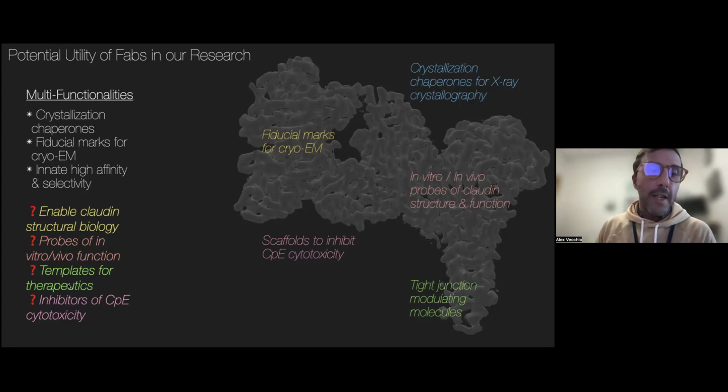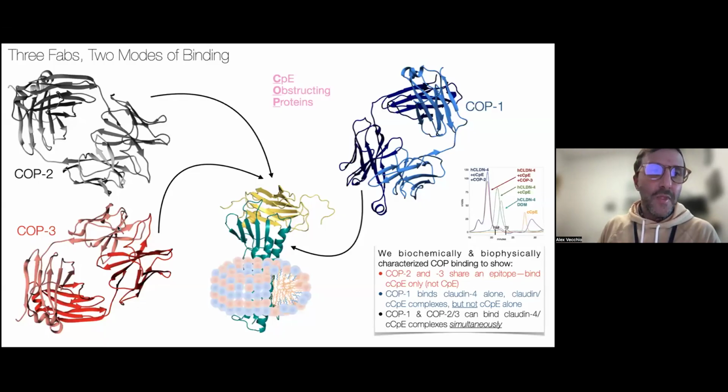therapeutics targeted against claudins. So we thought that if we could find binders against claudins, we could get templates for therapeutics. And in the context of the toxin, we figured if we could find fabs that bound a unique area of this complex, maybe we could prevent the cytotoxic pore from forming. So for us, the fabs were very exciting.